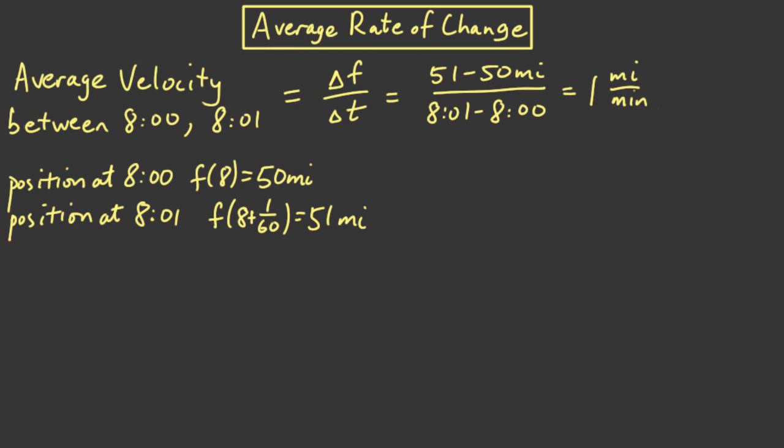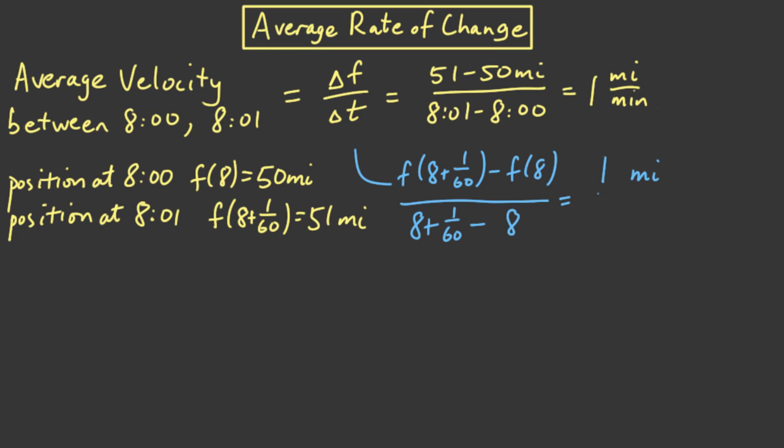Now, we wanted this in miles per hour. So there are a couple ways to do that. One way is to just rewrite everything in terms of hours rather than minutes. So on the top, we have f of 8 plus 1 over 60 minus f of 8. That's the difference in position. And on the bottom, we have the difference in the two times. So 8 plus 1/60 minus 8, and that's in hours. And when you do that, you get 1 mile on top divided by 1/60 of an hour on the bottom, and that's 60 miles per hour.